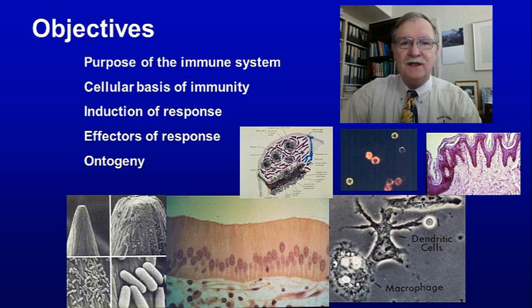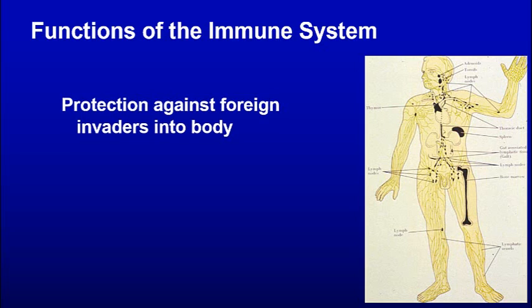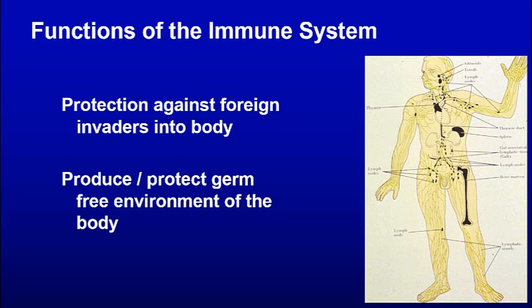Now, the immune system has two basic functions. One is to protect against foreign invaders to the body. It also produces and protects a germ-free environment inside the body. Largely, it's germ-free, except certain places. In order to maintain that, the immune system facilitates that. When the body's dead, foreign invaders come in and digest the body. So it is to prevent the invaders from killing the live individual.